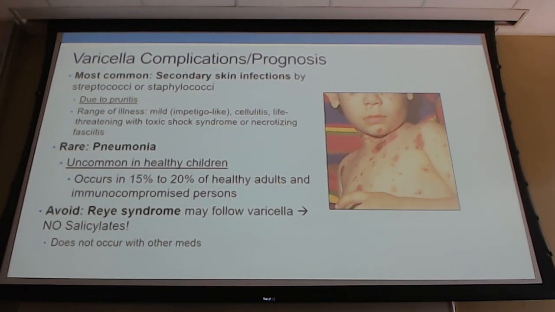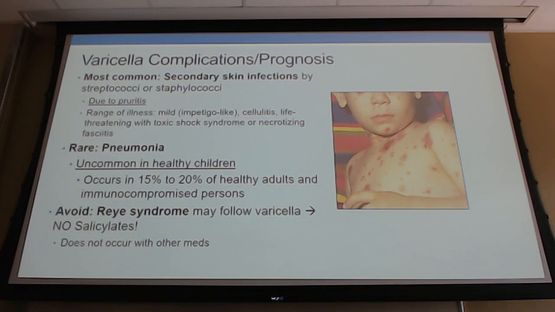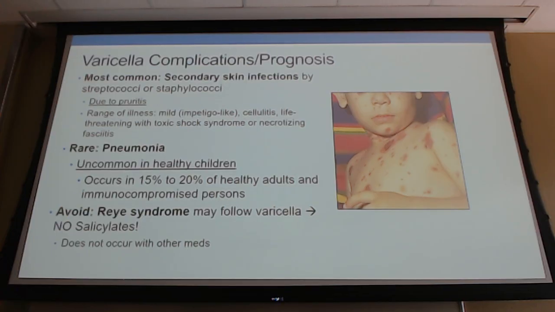So we said the most common thing that's going to happen is these kids are going to get really itchy and get secondary skin infections. That should make sense just because they're itchy. Next is going to be the pneumonias. Not good, especially if you're immunocompromised, especially if you have a child with a leukemia or a cancer. Not good.